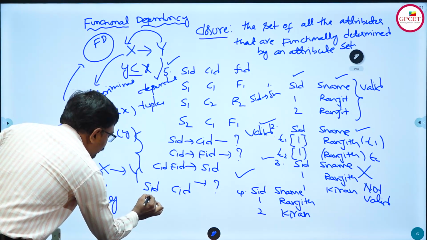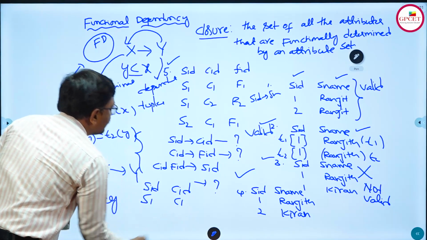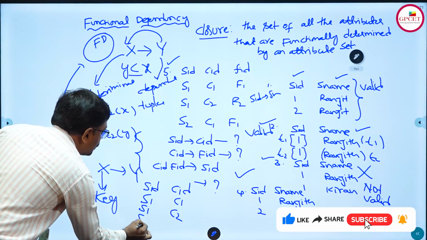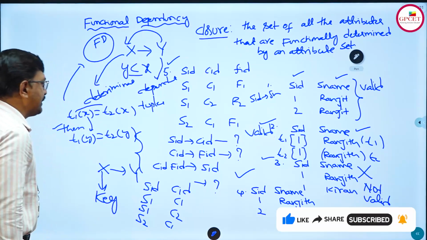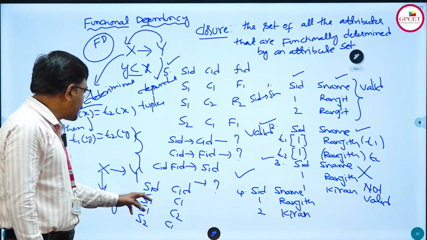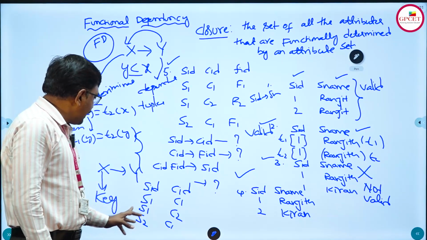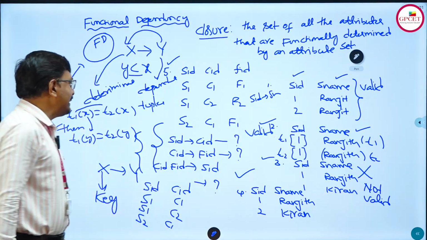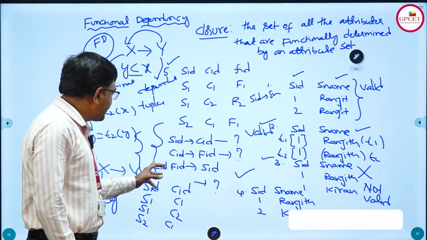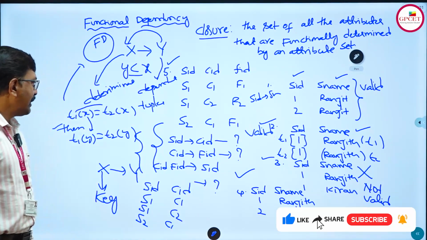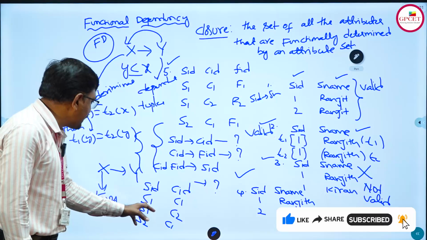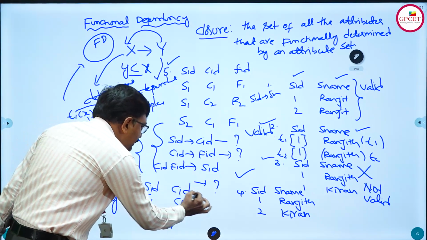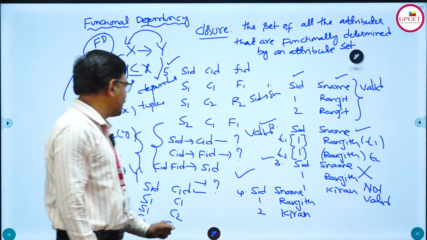The SID values are S1, C1; second one S1, C2; third one S2, C1. Observe here: S1, C1, S1, C2, S2, C1. Based on the property, is it valid or not? SID tends to CID, and then CID tends to FID, CID, FID tends to SID. Okay, what is the first case? First case is SID tends to CID: S1, C1, S1, C2, S2, C1, no problem. Functional dependency is valid.